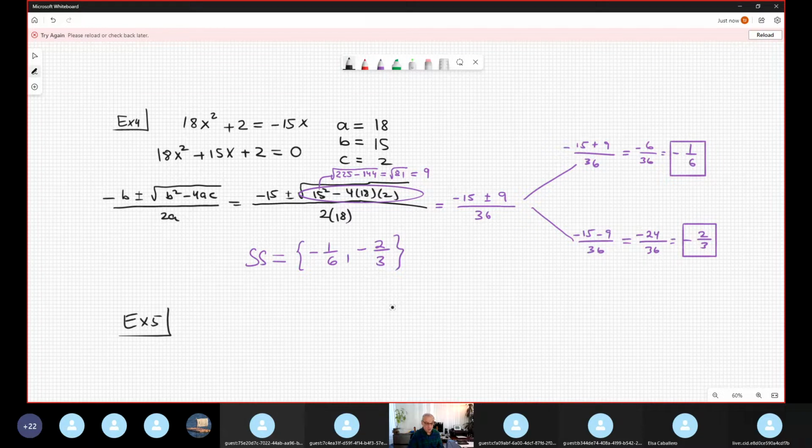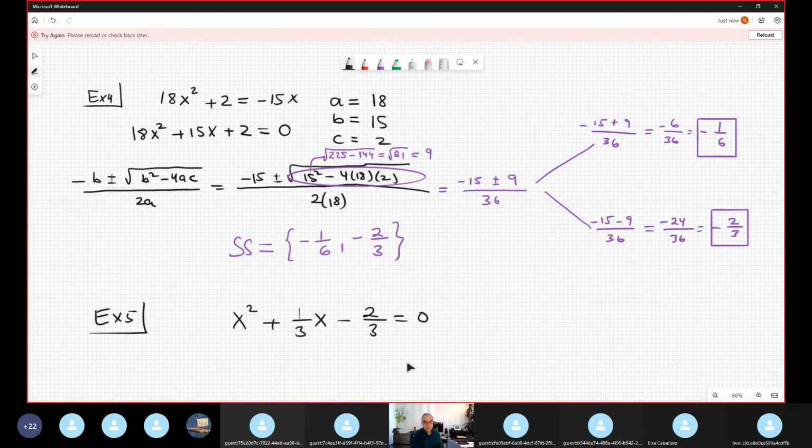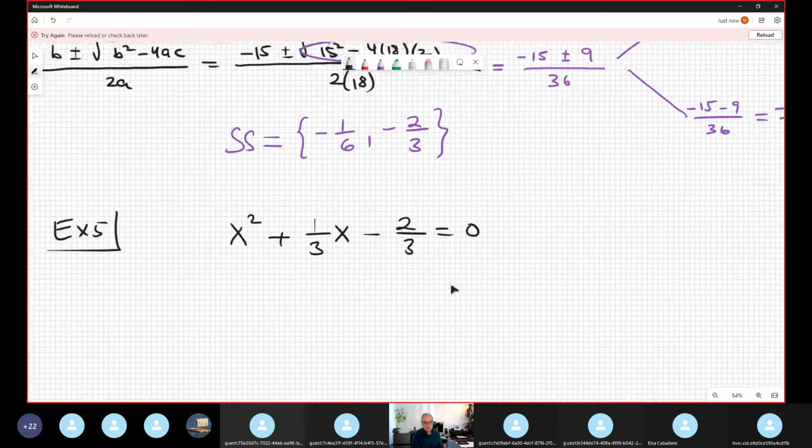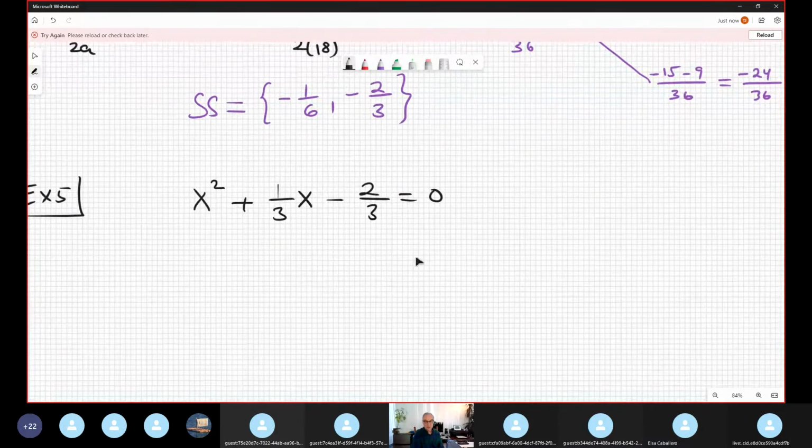Suppose x squared plus 1/3 x minus 2/3 equal to 0. Is this a quadratic equation, yes or no? Yes. It's already expressed in standard form, yes or no? Yes. What is the only problem? I try to bring fractions. Nobody works the quadratic equation using fractions. So what should I do?